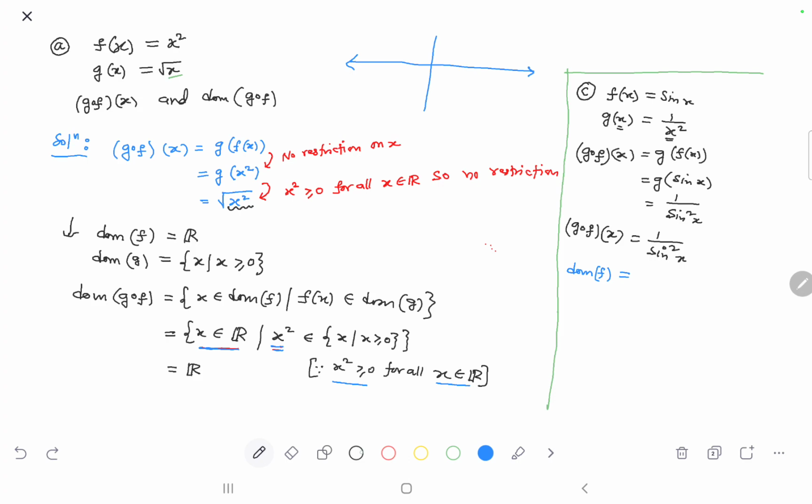it is an oscillating function, right? So it is defined on the whole real line. If you take any point on the real line and draw the vertical line, it intersects the graph. Therefore, there is no issue with the sine x function. So the domain of f is the whole real line. What is the domain of g?